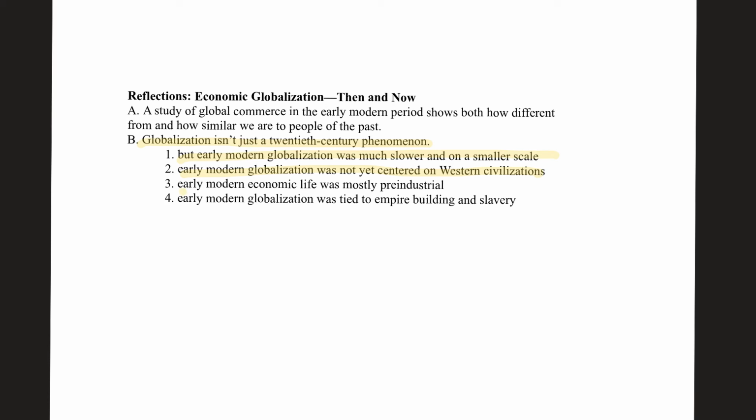We also have that early modern economic life is going to be largely pre-industrial. Duh, we're not industrialized yet. Once we get there, all of a sudden the economic life will center around that industrialization. And finally, early modern globalization was tied to empire building and also slavery. And the reason for this, and the last note here, I want you to put down next to number four, is because of inefficiency.